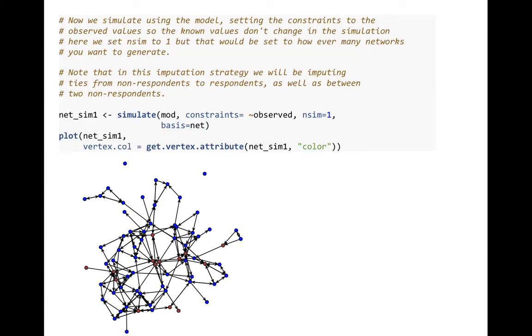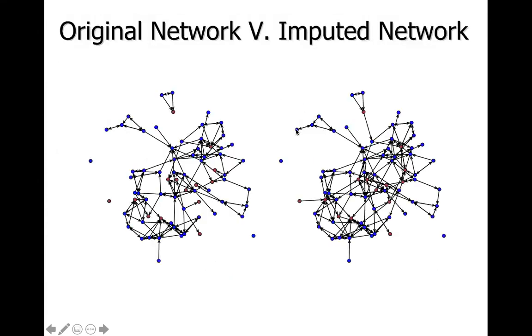We're only in this case interested in imputing edges which we don't know about, those NAs in the matrix. So you simulate in this case just once. You get this net_sim1 as the network of interest, and then in this case we just plotted it. What I've done here is plotted the original network by the imputed network, and I've plotted it so that the coordinates are the same. So the nodes are placed in the same place.